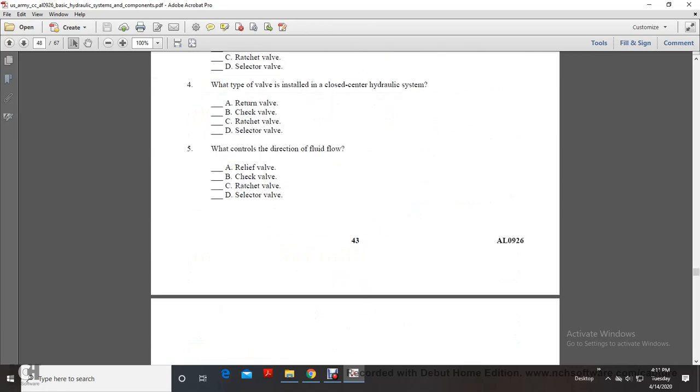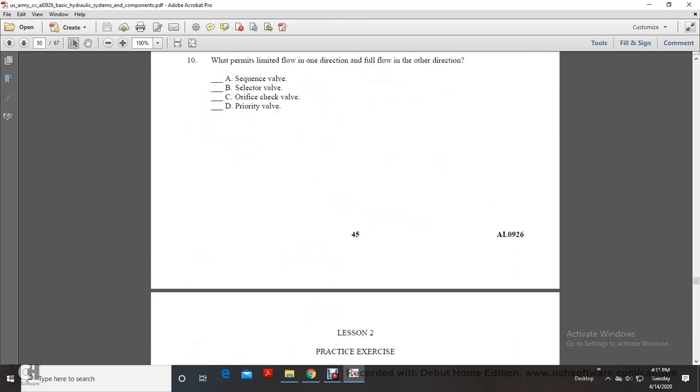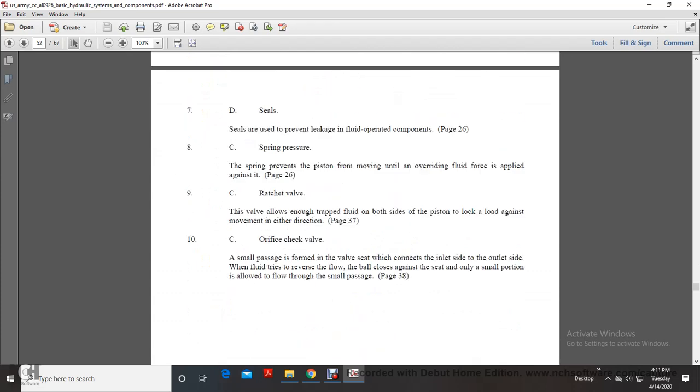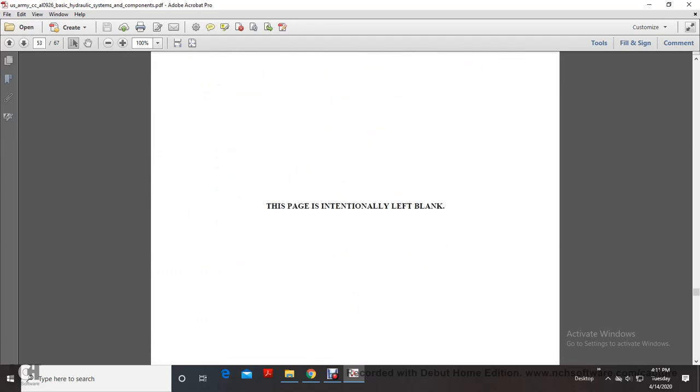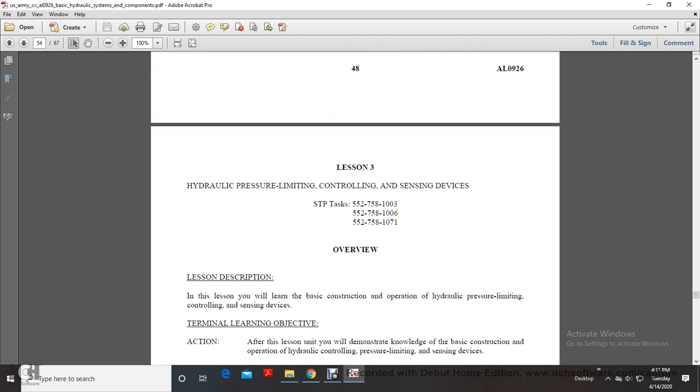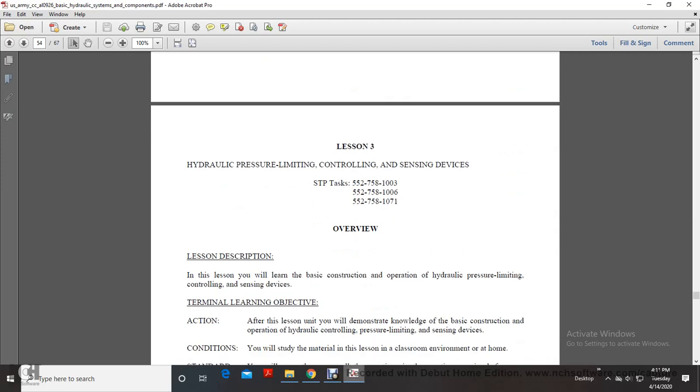Lesson 2 practice exam. Intentional page left blank, and then another page left blank, and the answer key. Another page left blank. Lesson 3, hydraulic pressure limiting control and sensing devices.